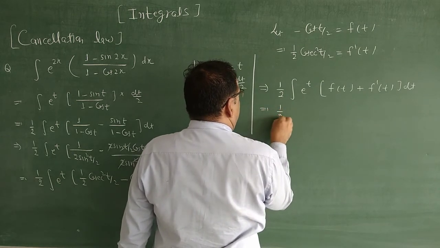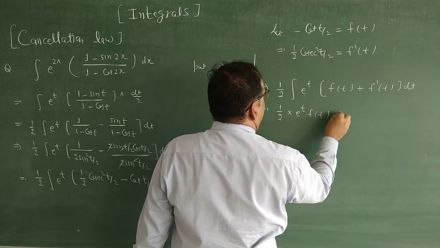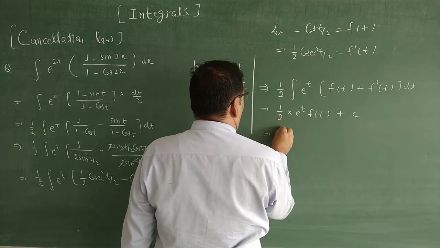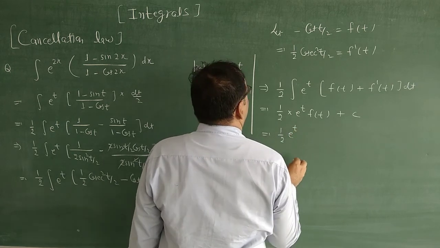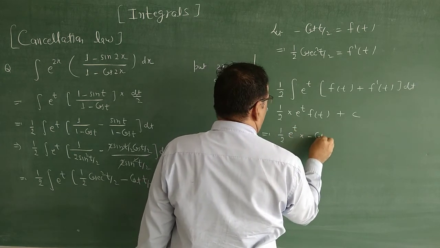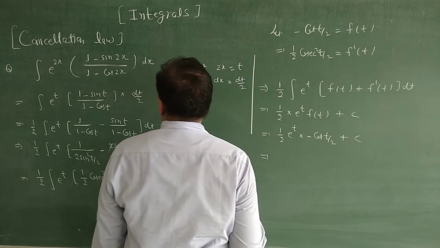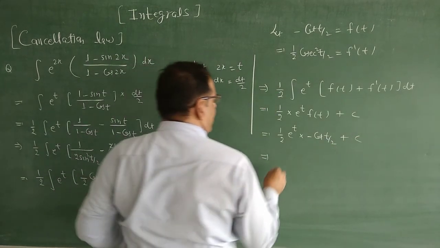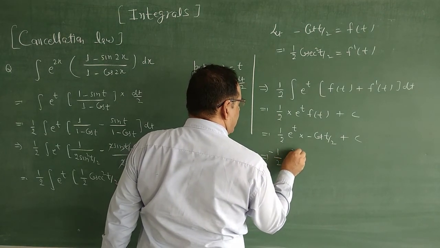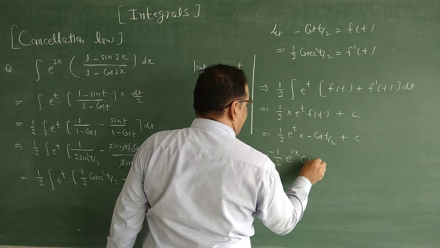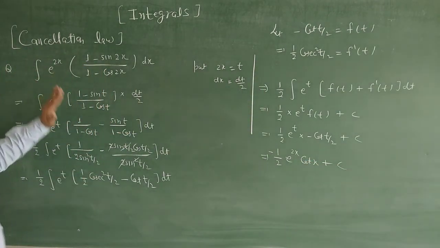So the solution is 1 upon 2 e to the power t f(t) plus c. What is f(t)? f(t) is minus cot t by 2, plus c. Now again replace t, and t is 2x here, so we get minus 1 upon 2 e to the power 2x cot x plus c. This is the solution of this question.